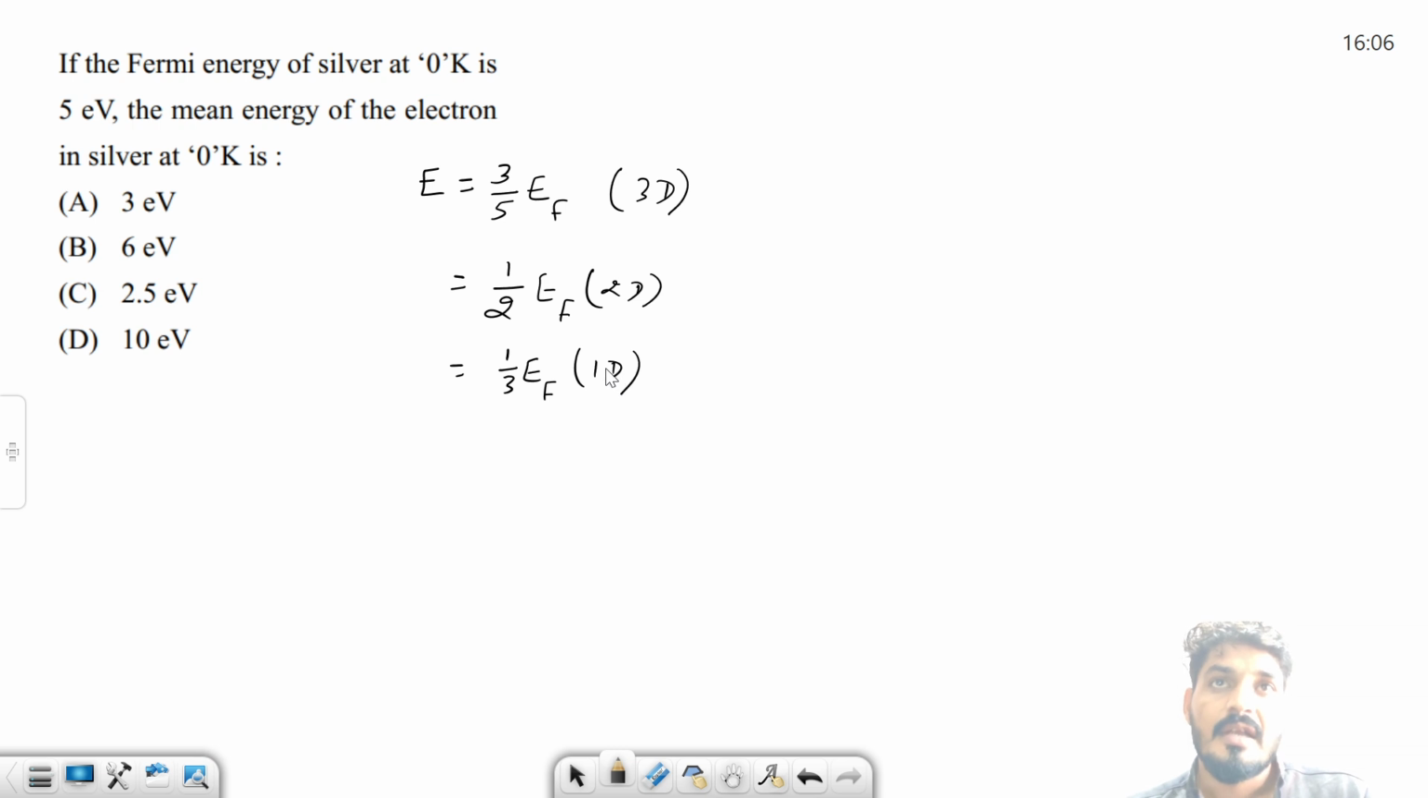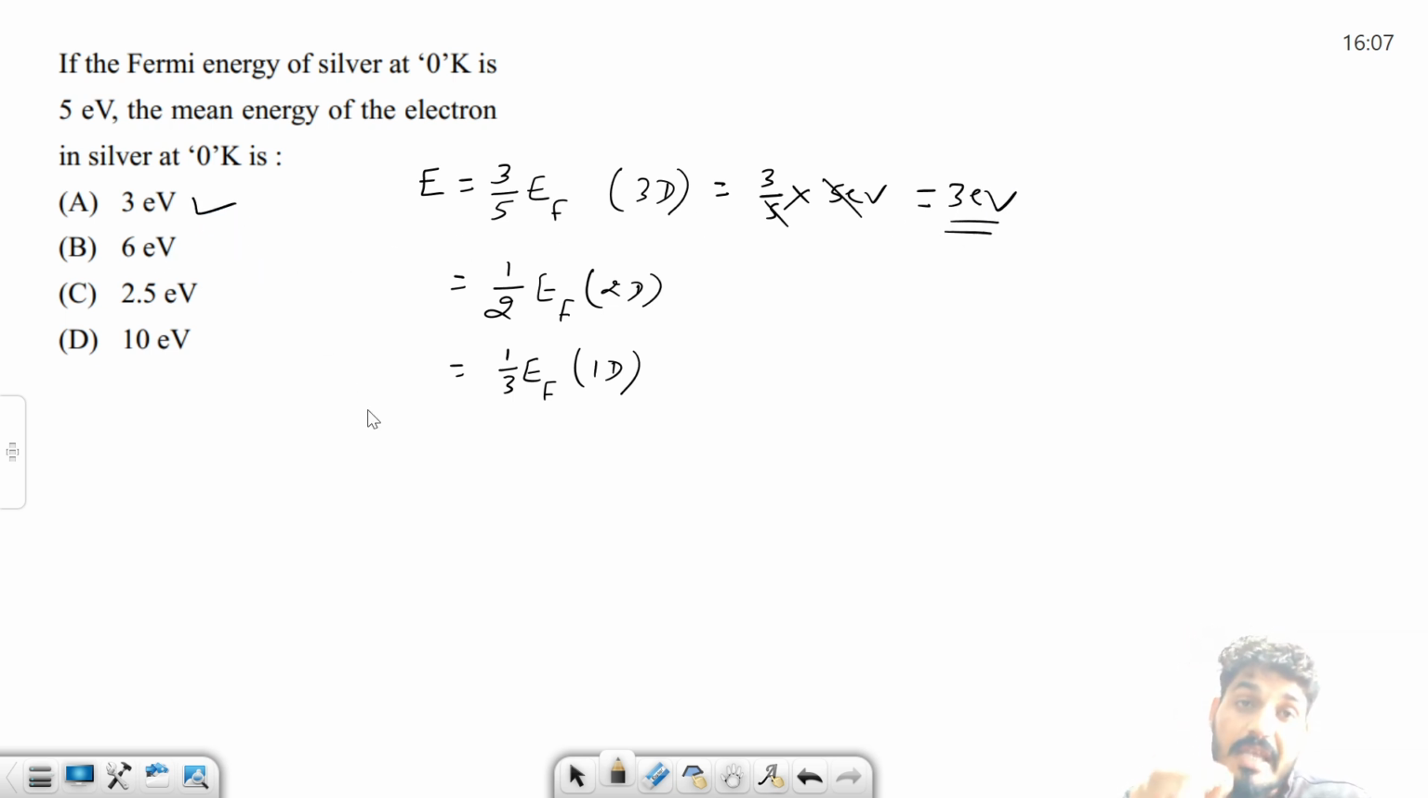These are the relations between average energy and Fermi energy for electrons in 1D, 2D and 3D. Now since nothing is given to us, neither 1D, 2D nor 3D, we have to consider 3D. So we'll use this equation. So 3 by 5 as it is, multiplied by 5 electron volt. This and this you can cancel. So your answer is 3 electron volt. This one is the answer.